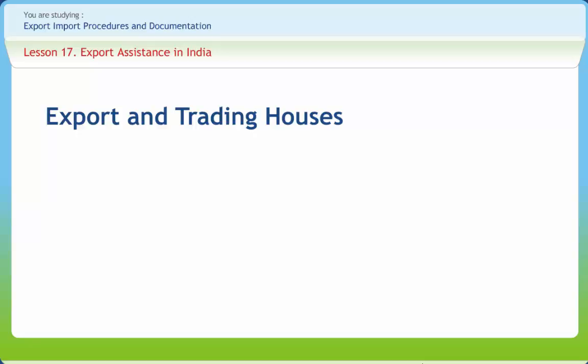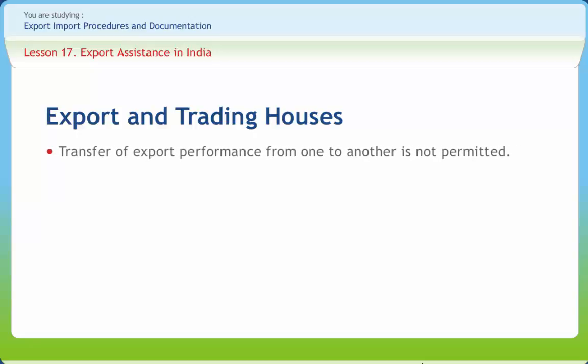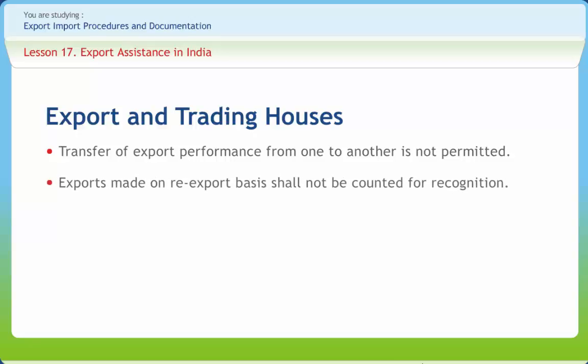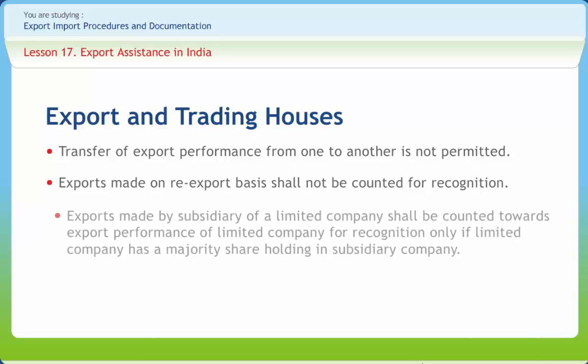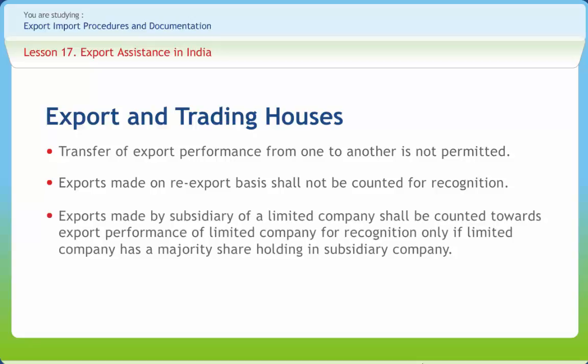However, a shipment can get double weightage only once in any of the above categories. Transfer of export performance from one to another is not permitted. Therefore, disclaimer system shall not be allowed for counting of export turnover. Exports made on re-export basis shall not be counted for recognition. Exports made by subsidiary of a limited company shall be counted toward export performance of limited company for recognition only if limited company has a majority shareholding in subsidiary company.